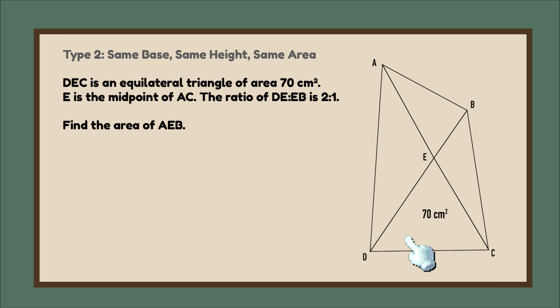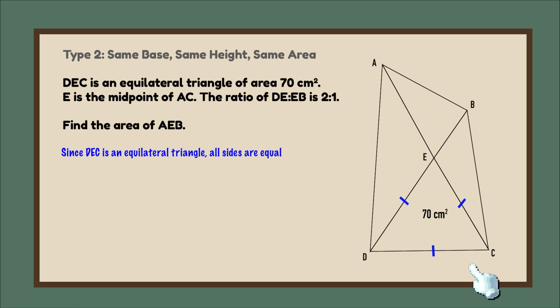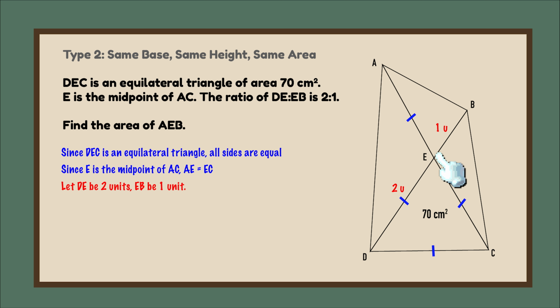Okay, here we have an equilateral triangle, so that means that all sides are the same. I'm gonna just write that down first. We also know E is the midpoint of AC, so AE equals EC. And the last thing we have from the question is that DE is twice as long as EB, so if DE is 2 units, EB is 1 unit.